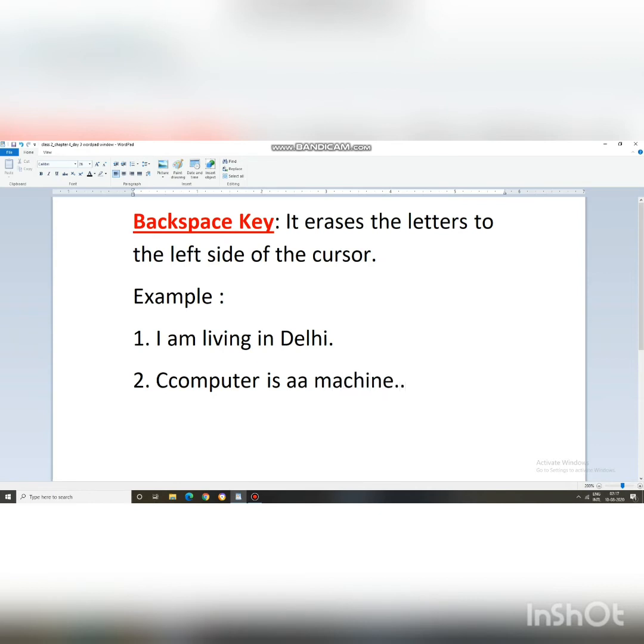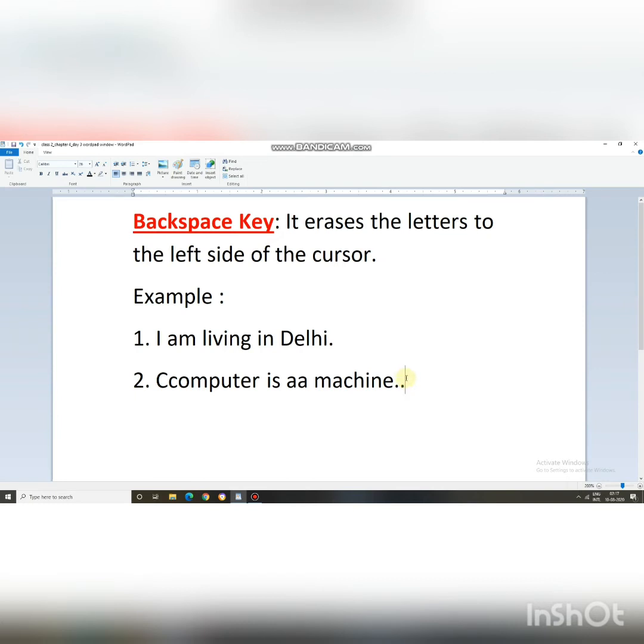Now I know, children, I have made some mistakes. I have made 3 mistakes. Number 1 is the C. I have typed C 2 times. The spelling of computer is wrong. Now I have also typed A 2 times, and I have used 2 full stops. Now let me erase all these 3 mistakes with the help of the backspace key.